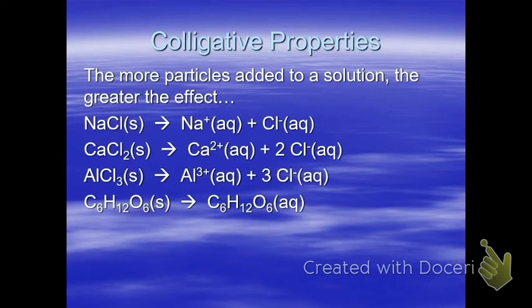Which one has the highest boiling point above 100? It's still aluminum chloride. That glucose solution would have a boiling point above 100 because it's a solution, but it's going to be the least above 100 because it only produces 1 solute particle.